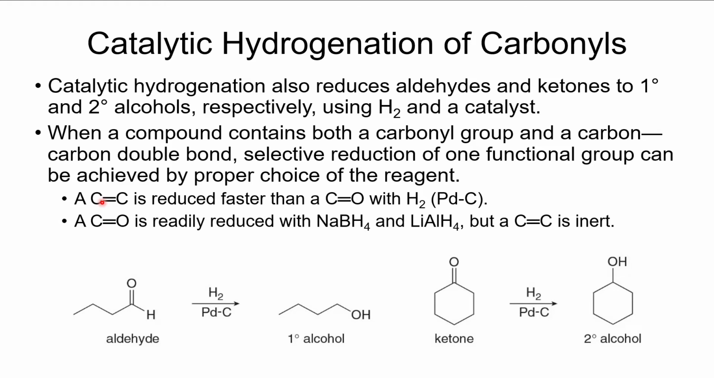Alternatively, the carbonyl, we can reduce it selectively by using either sodium borohydride or lithium aluminum hydride. But in that case, the carbon-carbon double bond is completely inert. Or we also have the option of, if we use excess hydrogen in catalytic hydrogenation, we can reduce both. So it gives us the option of reducing one, the other, or both. And that is a very powerful tool. So let's look at an example.